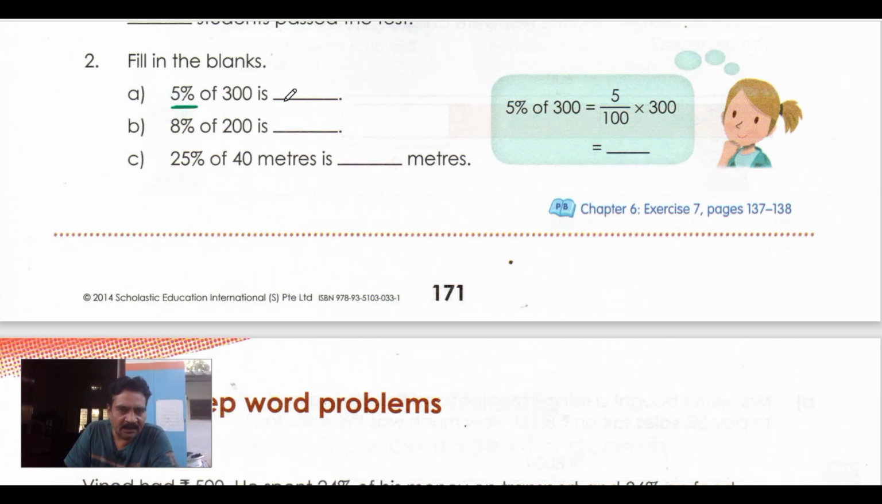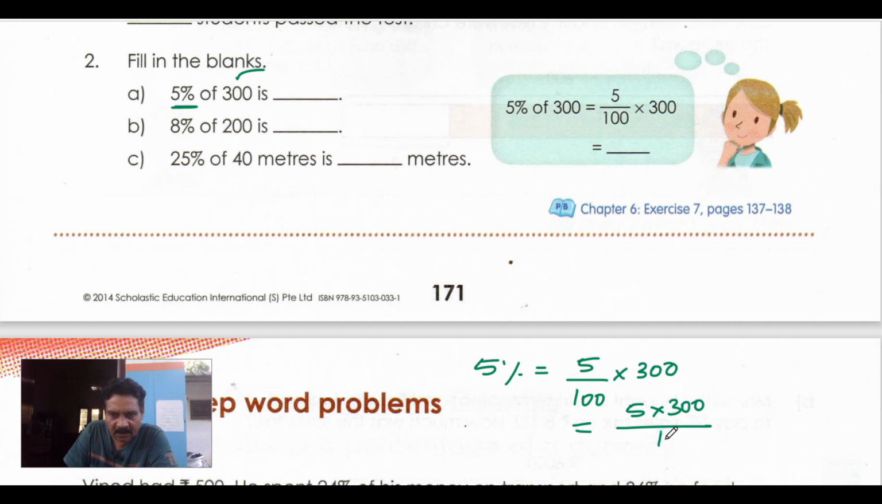So now we'll see another example. 5% of 300 is how much? Here we know 5% means 5 out of 100 multiplied by the given value 300. So the next step is 5 into 300 by 100. 2 zeros cancel. Then remains 5 into 3. 5 3s are 15. So write down only 15.